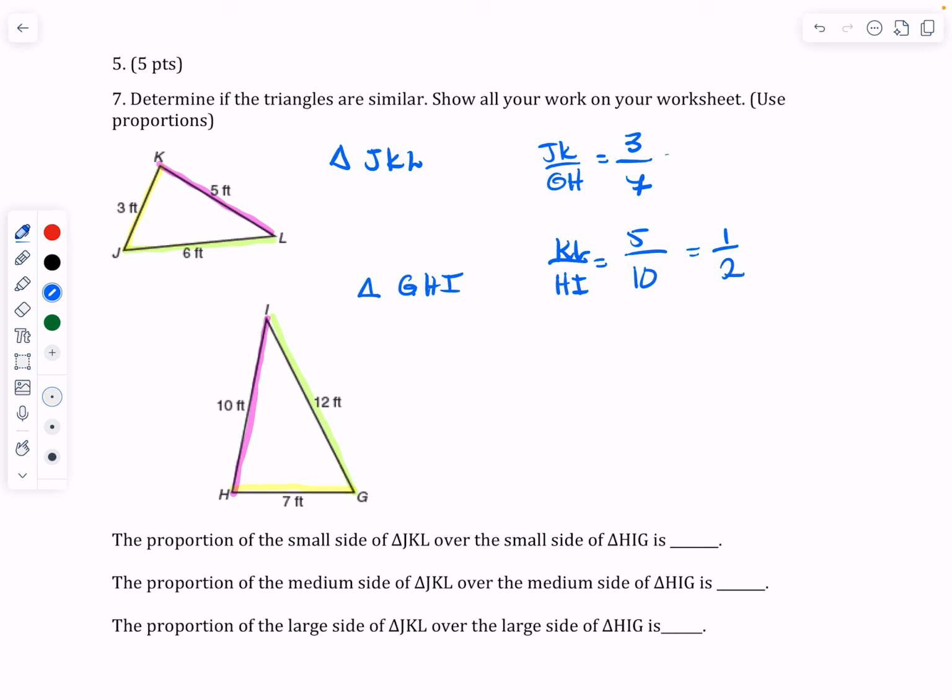And then last but not least, we have J going to L, which is green, over I going to G, which is green. So the IG is 12 and the JL is 6. So that reduces down to 1/2. So I'm just going to check the JK again. Yeah, so these 2 are equal. However, this does not equal 1/2. So since that does not equal 1/2, then the triangles are not similar.